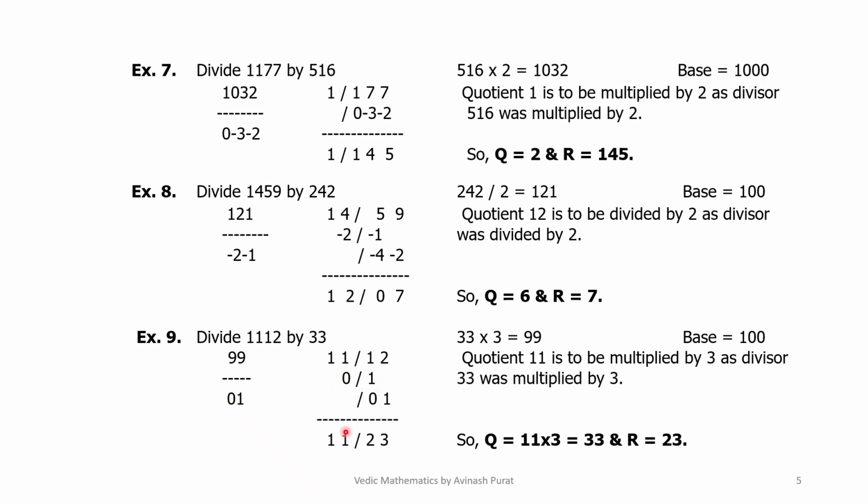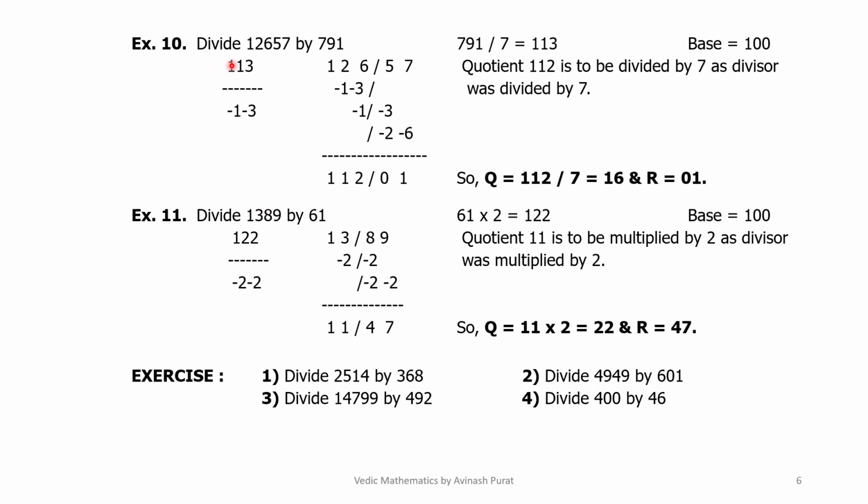Again 1 plus 0 is 1. So 1 multiplied by 0, 1 is 0, 1. Now take total, 2 plus 1 is 3 and 1 plus 1 plus 0 is 2. So quotient 11 is to be multiplied by 3 as divisor 33 was multiplied by 3. So quotient is 11 multiplied by 3, that is 33, and remainder is 23.